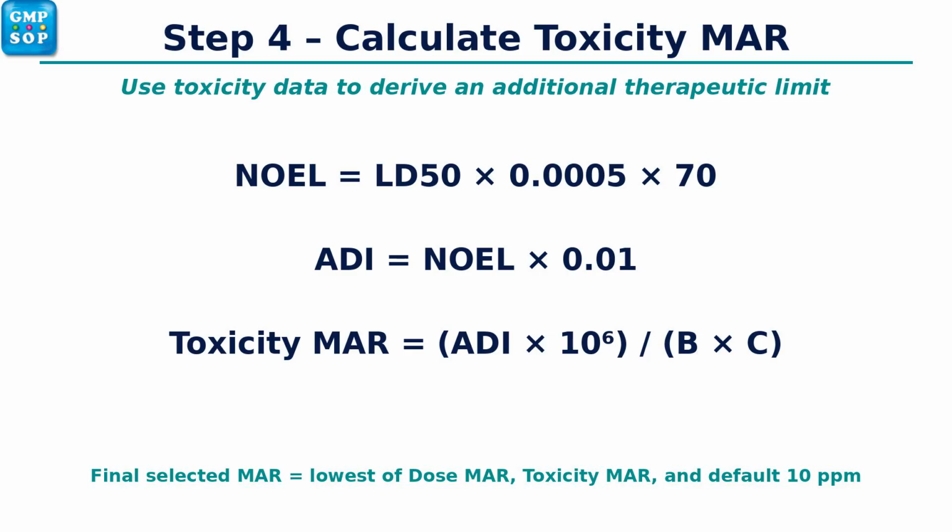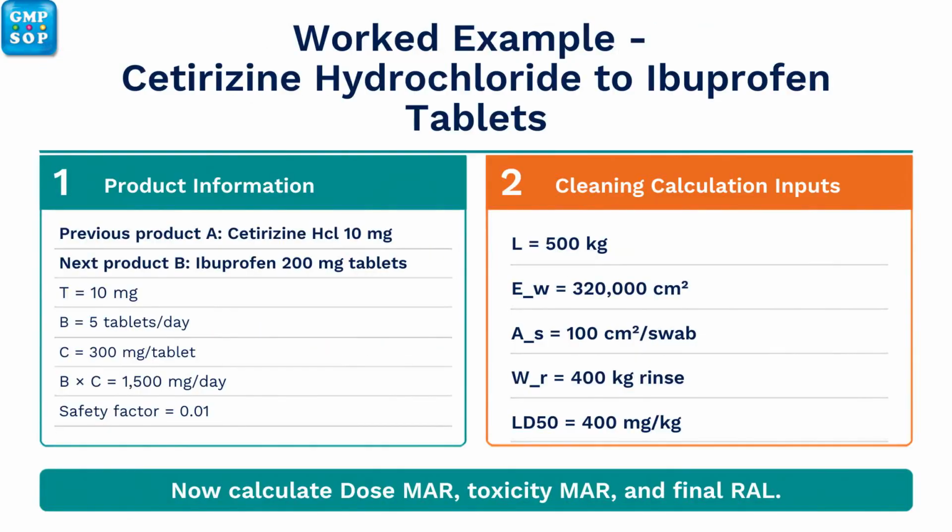ADI equals NOEL multiplied by 0.01. Then calculate toxicity MAR. Toxicity MAR equals ADI multiplied by 10 to the power of 6, divided by B multiplied by C. Finally, compare the dose MAR, toxicity MAR, and the default 10 parts per million limit. Use the lowest value. Now, let us apply the calculation in practice.